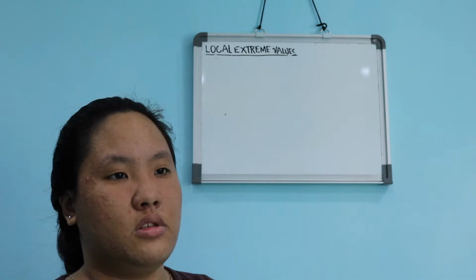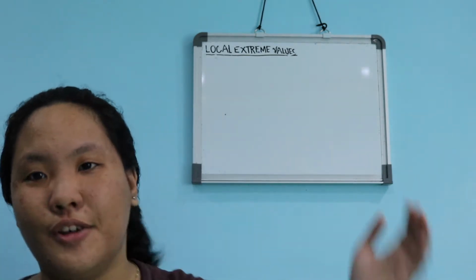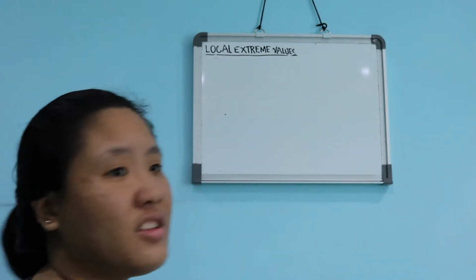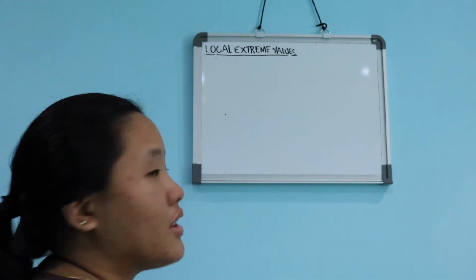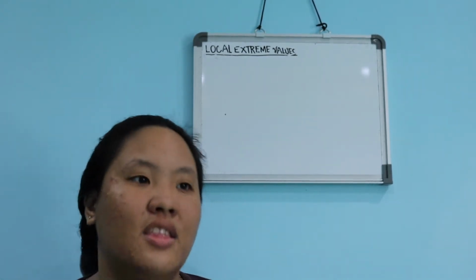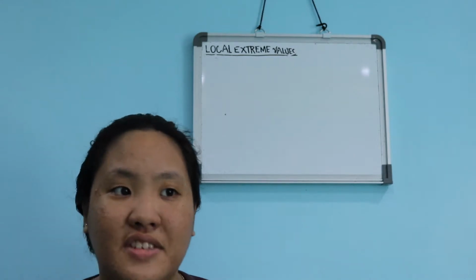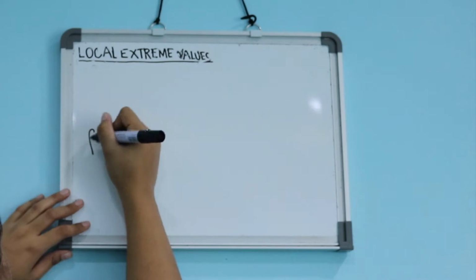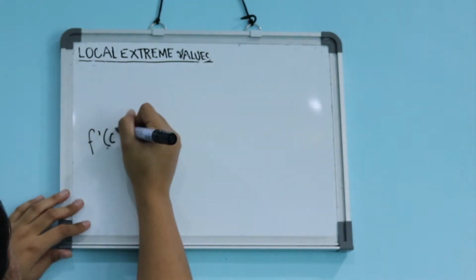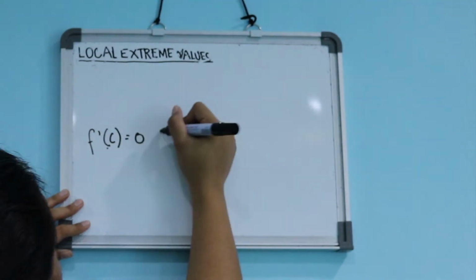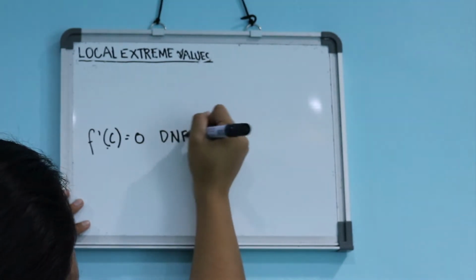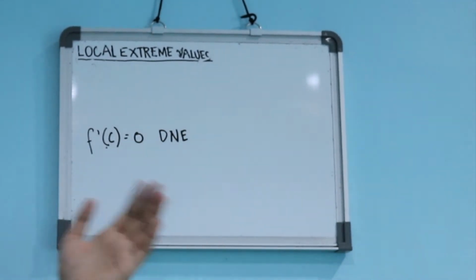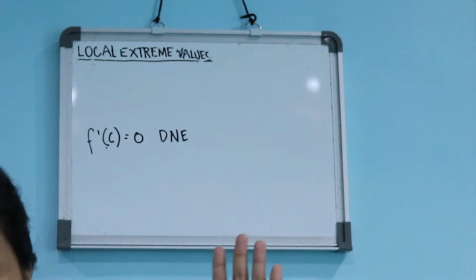So in our local extreme values, we also need to determine the critical points. These are the interior points c of the domain of f for which f prime of c is equal to 0, or does not exist. In this case, these are called the critical points for f.